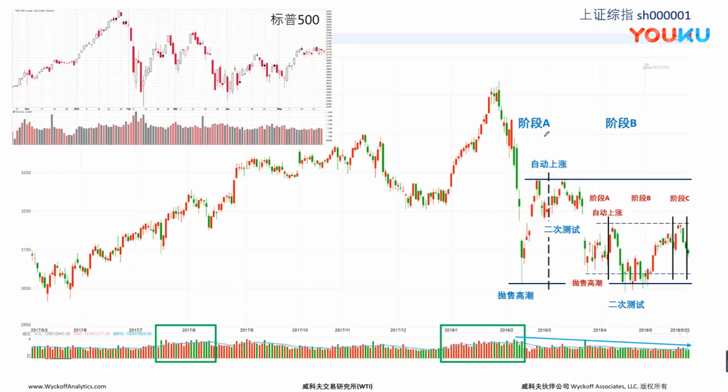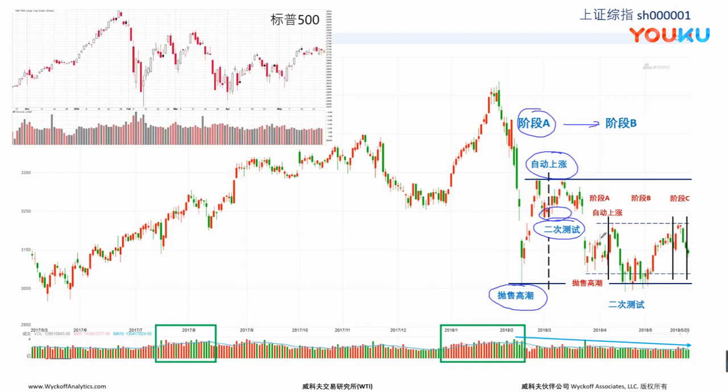Let's look at the price structure. So after the selling climax, we would experience a change of character rally, which is an automatic rally. We are having kind of like a higher test, a secondary test. That concludes our phase A. Now we are in phase B.